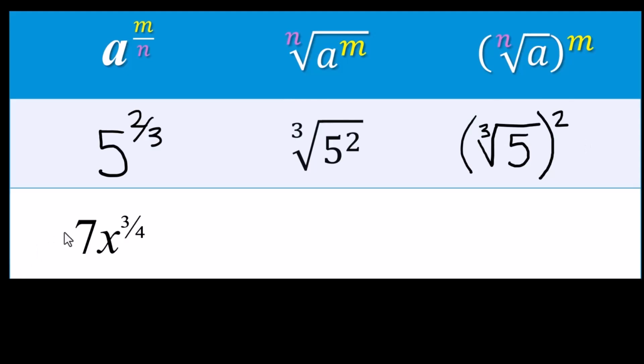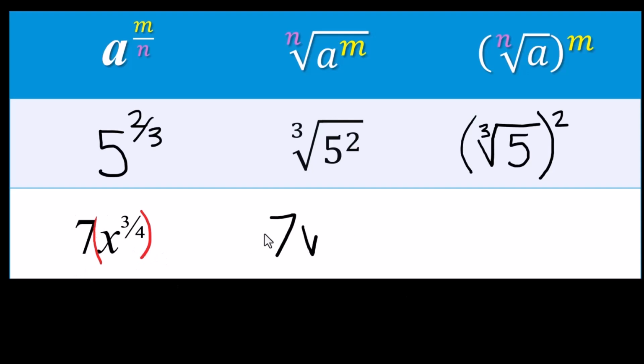Let's do it again. 7x to the 3/4. I'm bringing in some variables because obviously things get a little more complicated with variables. The 3/4 here is only on the x. It's not on the 7. The 7 is just going to come along with us for the ride, but it doesn't have any exponent on it at all. If they wanted the 3/4 on the 7, then parentheses would have been around the 7x.